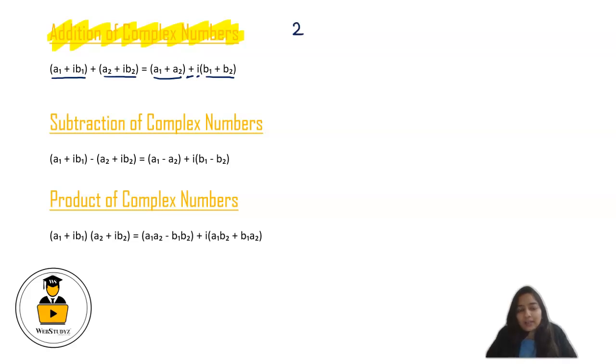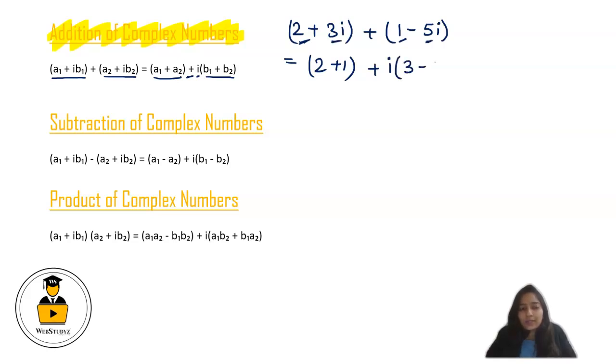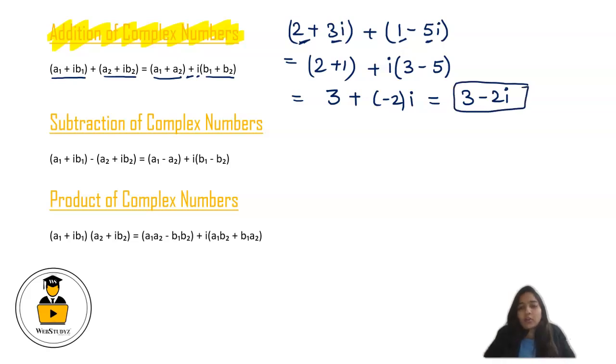For example, if we have 2 plus 3 iota plus 1 minus 5 iota, how can we add it? First of all, we will add the real values, that is 2 and 1. So 2 plus 1, plus iota times the imaginary values 3 and minus 5. So this is equal to 2 plus 1, 3, plus 3 minus 5, which is minus 2 iota. This is equal to 3 minus 2 iota. So this is all about the addition of complex numbers.